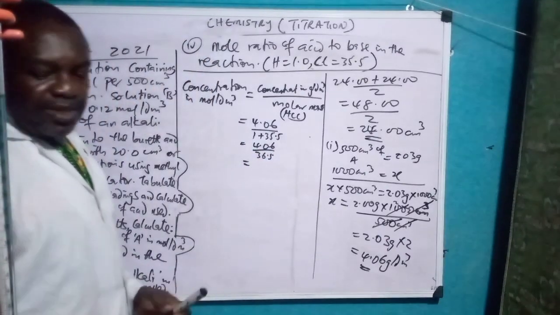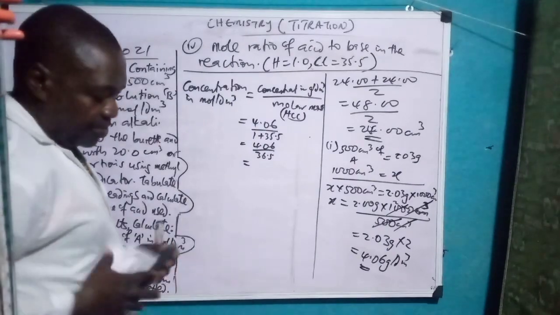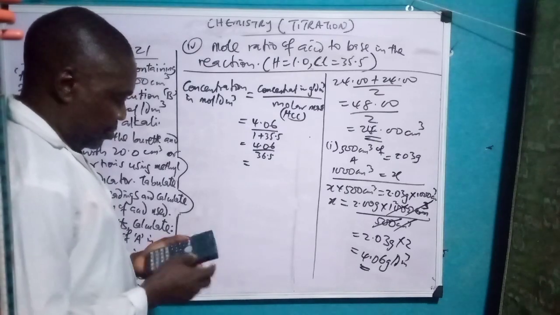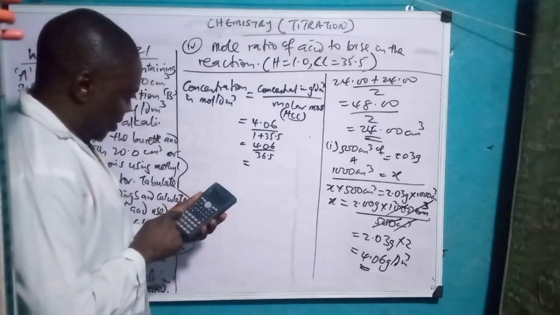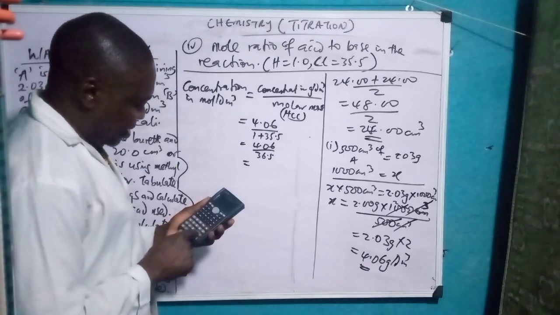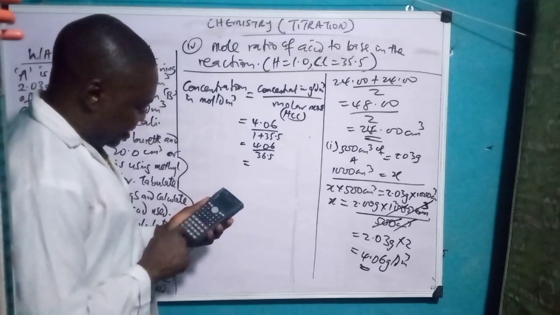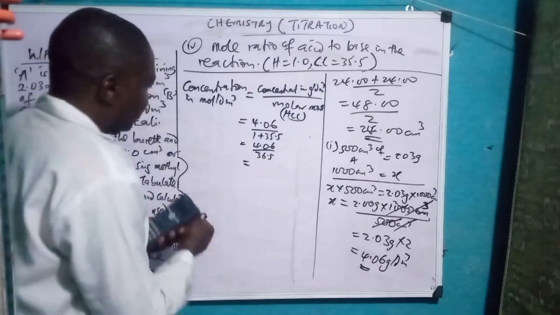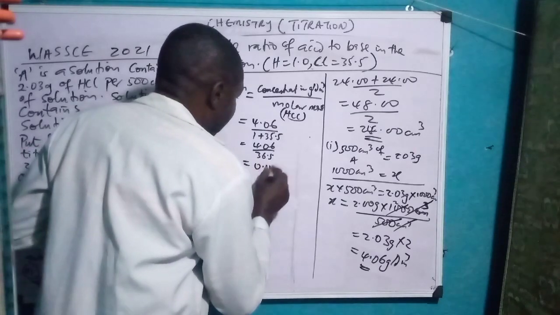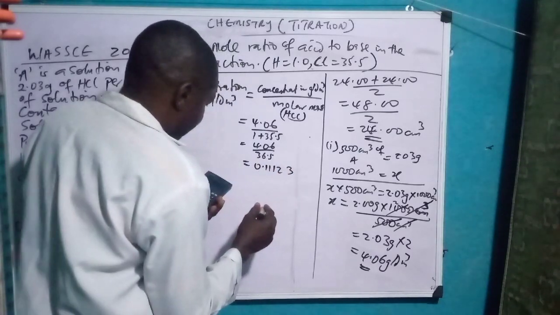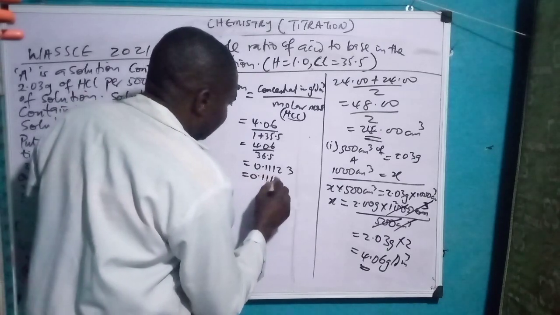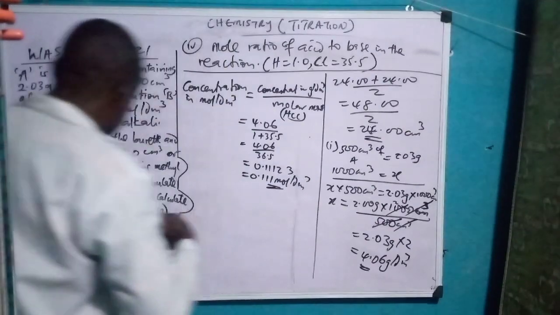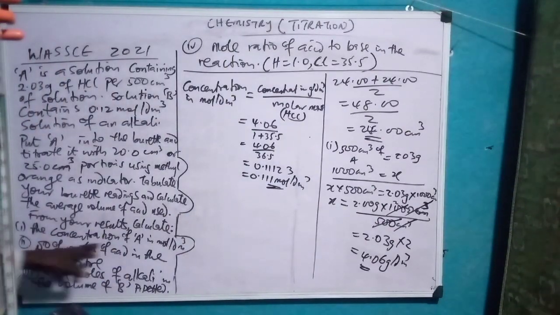Let's carry out the calculation and see what it gives us. 4.06 divided by 36.5 gives you 0.11123. This is approximately 0.111 mole per dm³. So that is that on the first calculation, concentration of A in mole per dm³.